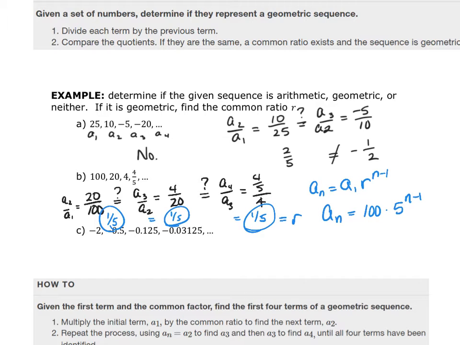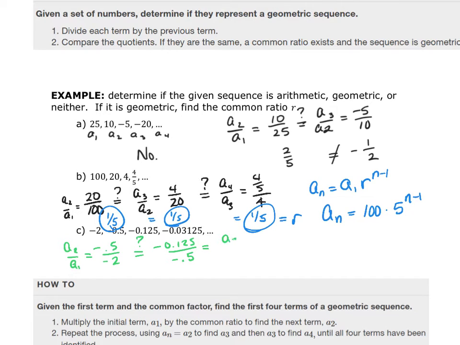Let's take a look at my next example. I'm going to ignore the fact that it's alternating because it's negative, positive, negative, positive. Oh, no, they're all negative. Cool. I don't have to worry about it being an alternating sequence. So I'm going to check my a sub 2 divided by my a sub 1, which is negative 0.5 divided by negative 2. I ask myself, is that the same thing as negative 0.125 divided by negative 0.5?